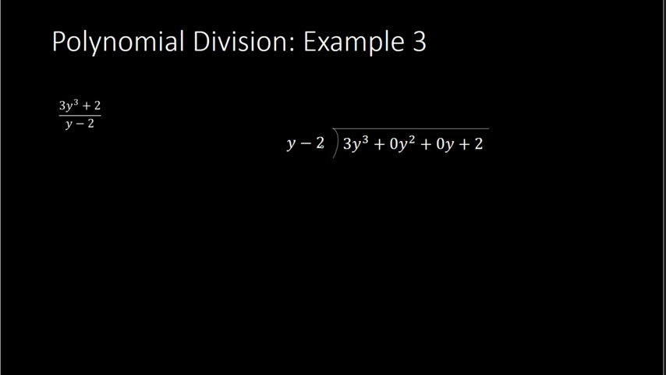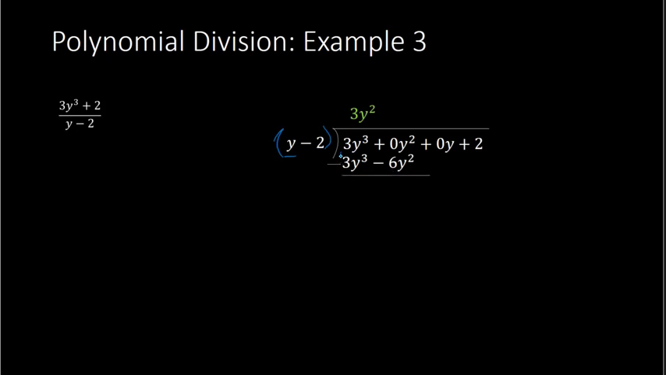So we can begin. We ask ourselves, what times y gives me 3y to the third power? And that's going to be 3y squared. 3y squared times y gives me 3y to the third power. Now your next step is to multiply 3y squared by the entire quantity of y minus 2. So we have 3y squared times y, which is 3y to the third power, and 3y squared times negative 2 is negative 6y squared. And then from here I need to subtract.